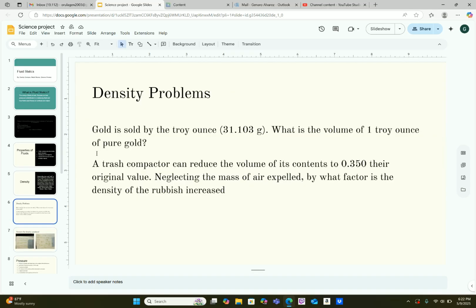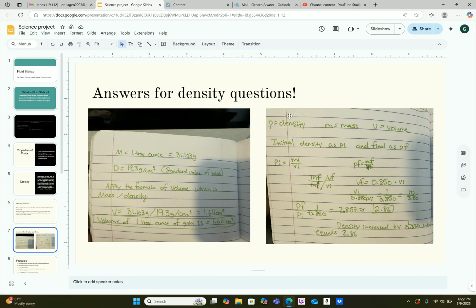This gives us the answer for problem number 1 right here, because we already have our mass. This is the given mass right here, and this is the volume that we have to find right here. Okay? Now, going on to our second equation, the trash compactor, going back to this, you will see we have P equals density, M equals mass, and V equals volume.